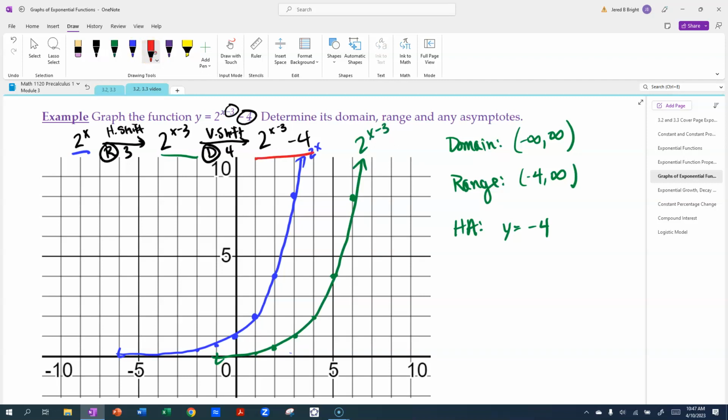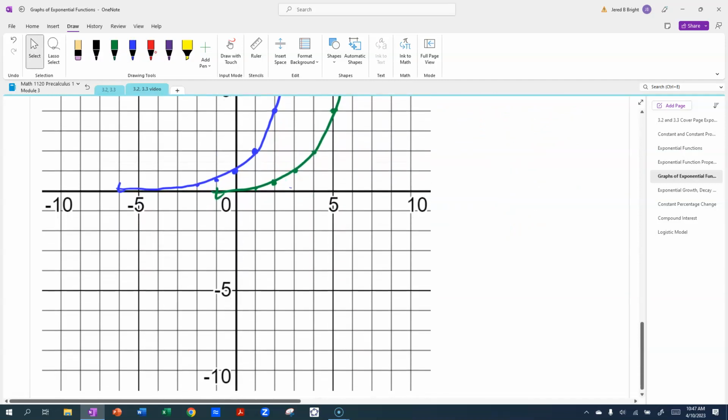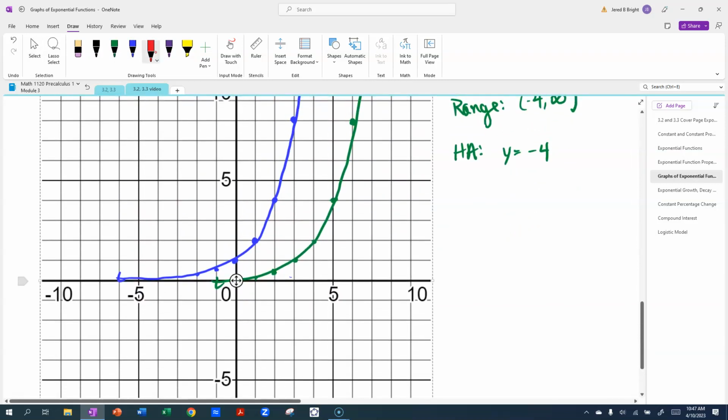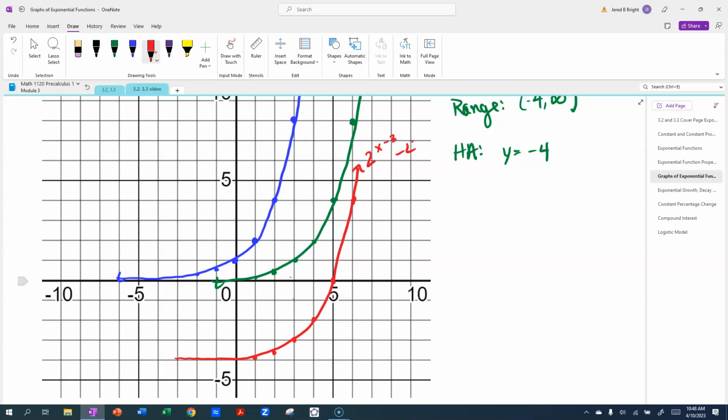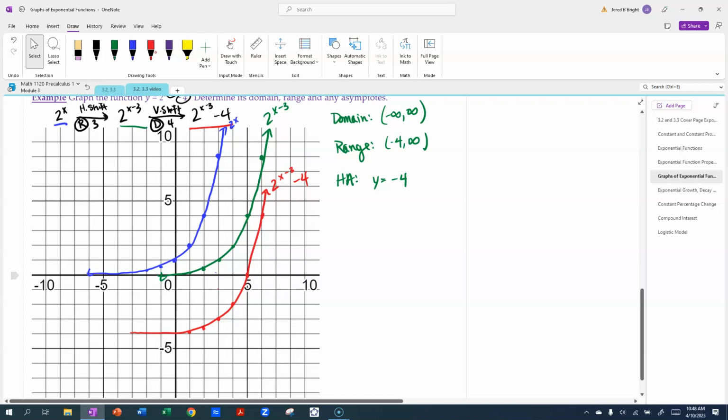Okay, the last one is just shifting it down 4 units. So I'm just going to take all the y values and shift them down 4. 1, 2, 3, 4, and then here are the other ones. And this would be 2 to the x minus 3 minus 4. Okay, so I was able to quickly graph this one because I already had the base graph down above, but if you needed to get the base graph using a table of values, please do. And from there, just be sure to use your transformations that you already know and love.